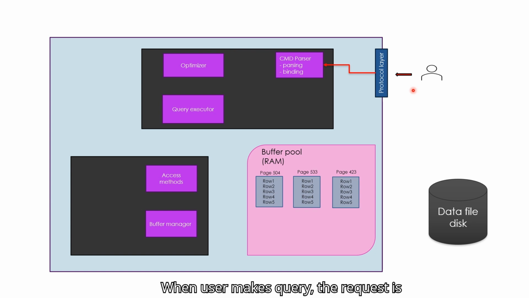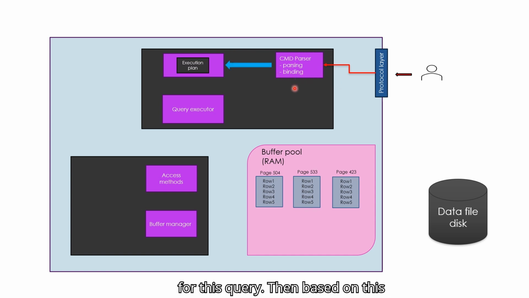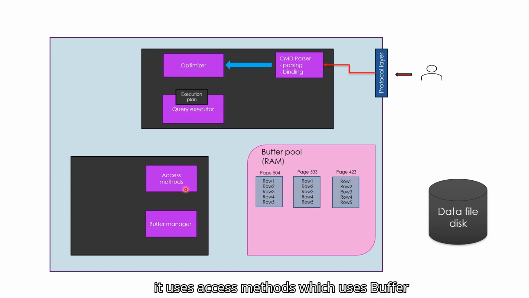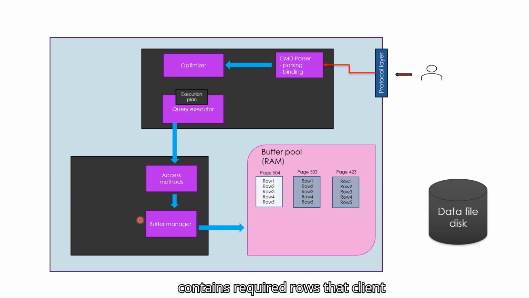When a user makes a query, the request is first checked in the CMD parser, then an execution plan is generated in the optimizer for this query. Then, based on this execution plan, the query executor brings the required data from storage. For this, it uses access methods, which use the buffer manager to request the required data. Very straightforward, right? The buffer manager is one of the most important components in SQL Server. What it does is go to the buffer pool in memory and try to find pages there which contain the required rows that the client is requesting.